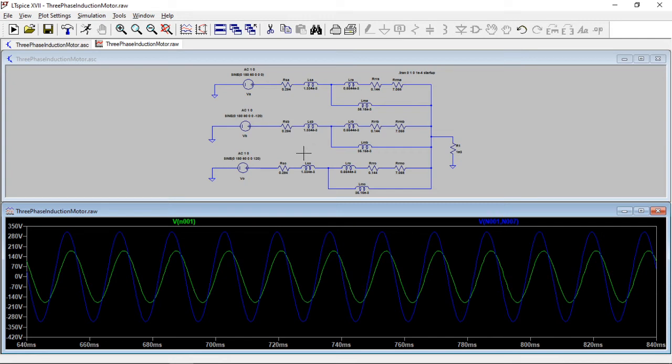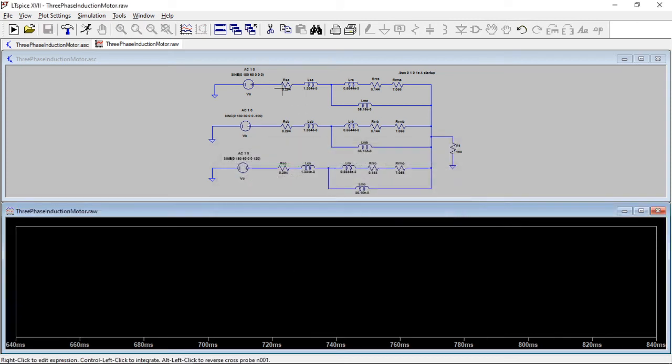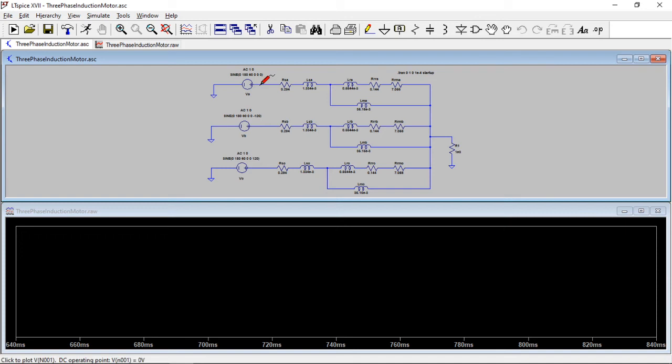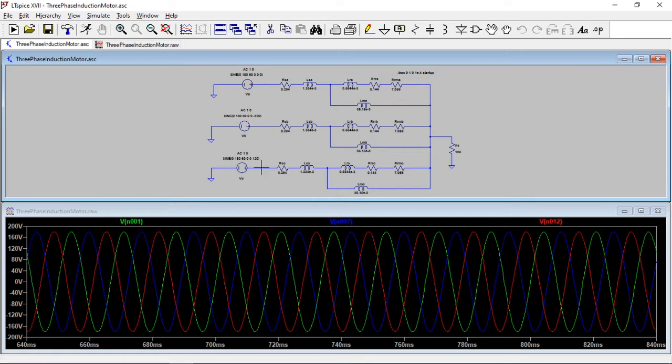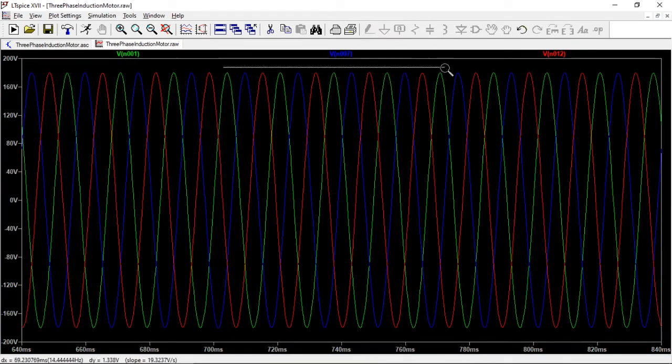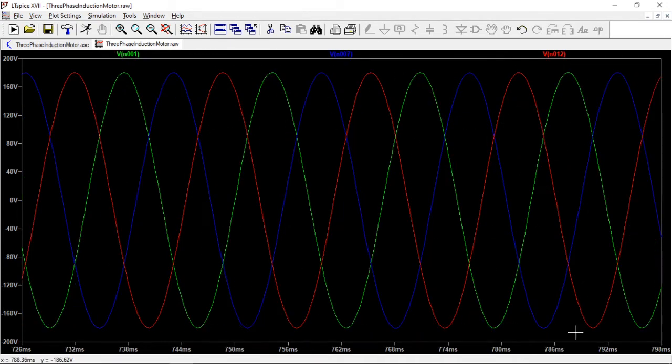Let's look at the different phases. Okay, so let's just kill these. All right, and so let's look at this phase and this phase and this phase. So just expanding this, these are the three phases coming in. These are the three phases applied to the circuit. And you see the 127 phase voltages back and forth. They're all 120 degrees out of phase.